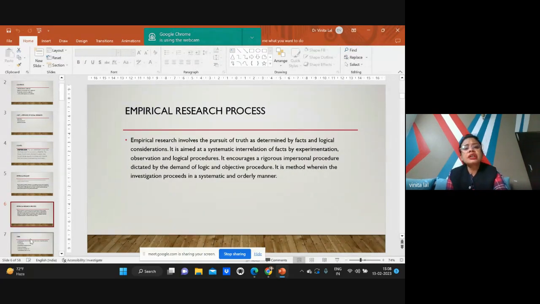Then come to empirical research. Empirical research involves truth as determined by fact and logical consideration, and it aims at the systematic interrelation of facts by experimentation. So it encourages the rigorous impersonal procedure dictated by the demands of logic and objectivity. So it is a method to investigate and proceed in a systematic and orderly manner.